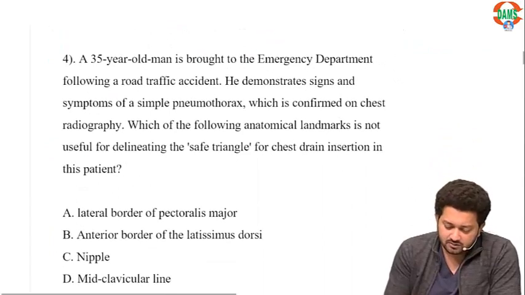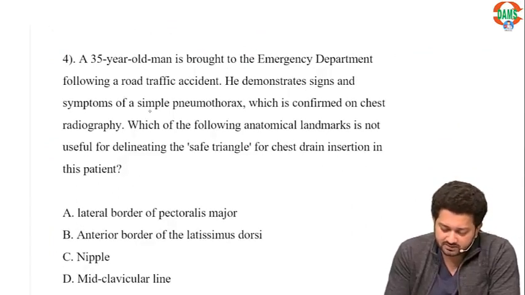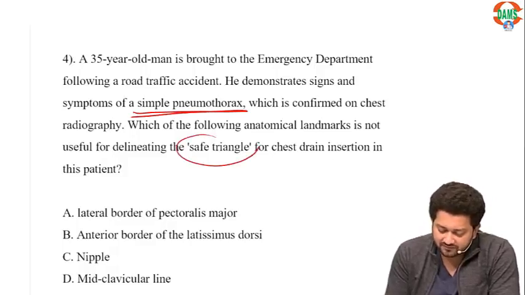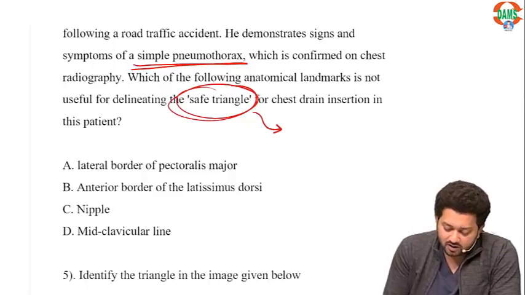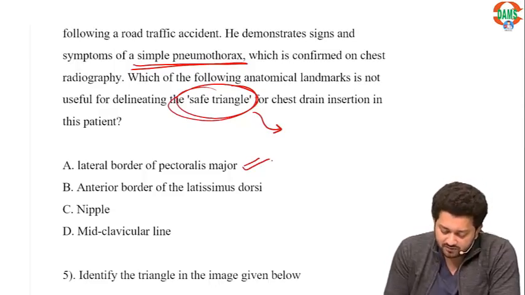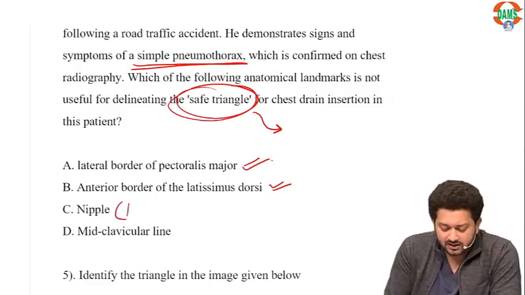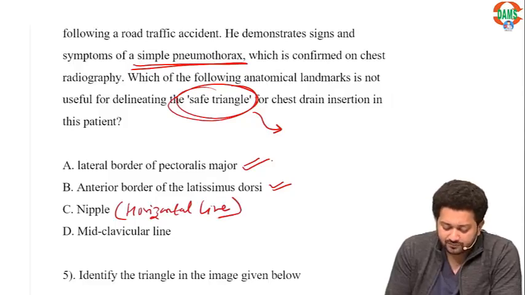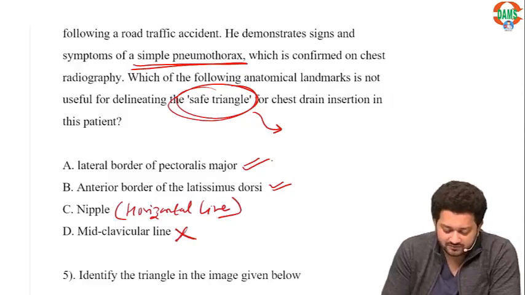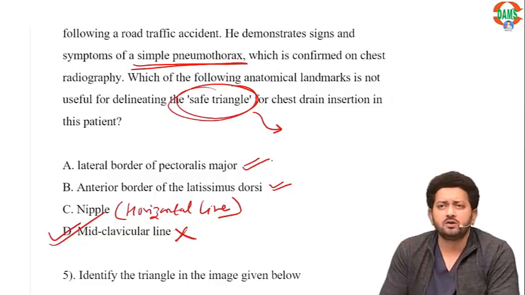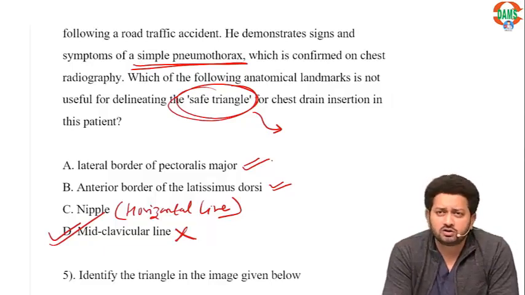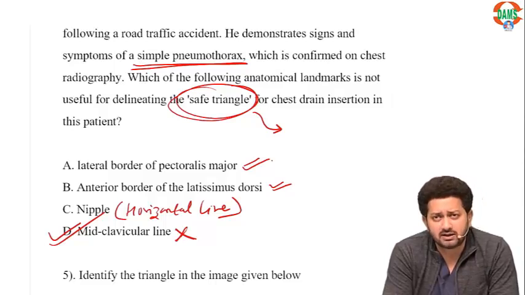Next question. A 35-year-old man is brought to the emergency with signs and symptoms of simple pneumothorax. Which of the following anatomical landmarks is not useful for the safe triangle? The safe triangle for putting the ICD is the lateral border of pectoralis major, anterior border of latissimus dorsi, and a horizontal line at the level of nipple. Mid-clavicular line is not a boundary for this triangle of safety. That is our answer. In general, the specific point where you would put the ICD is the 4th or 5th intercostal space, just anterior to the mid-axillary line.